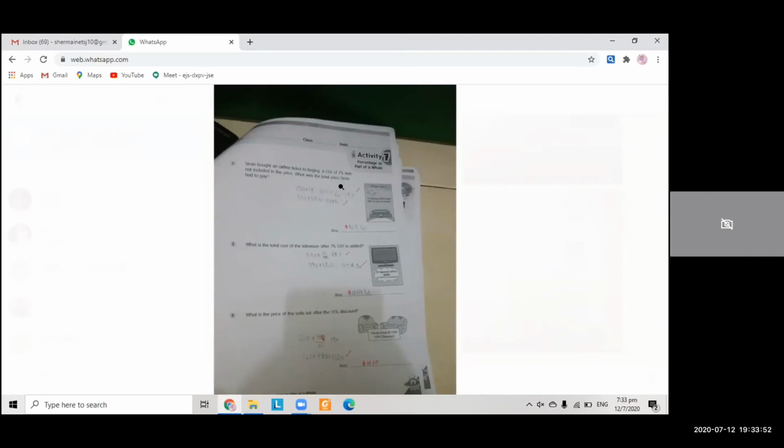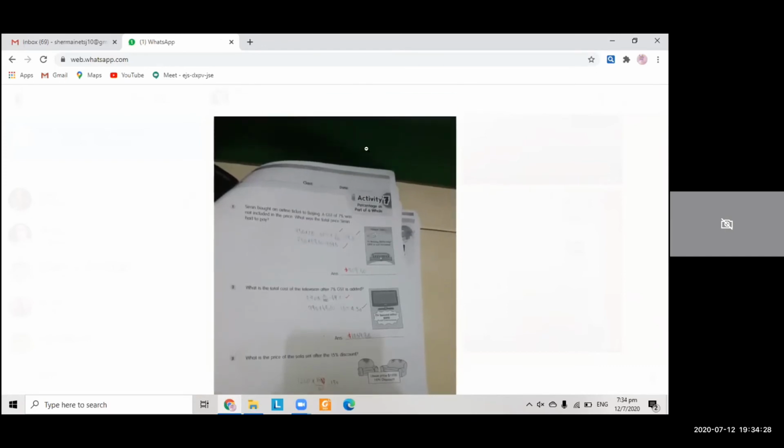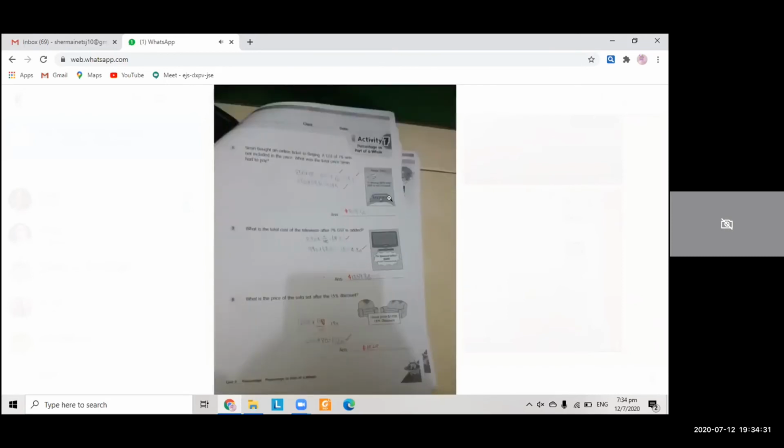Okay, good. If you look at the first one, it says what? Simon bought an airline ticket, right? Yeah. To Beijing, and the GST of 7% was not included in the price. So what was the total price Simin had to pay? So if you look at the picture there, it says Happy Tour, and to Beijing, what's the value there? 650, is it? You can actually look at your book, if it's too unclear. 850. Okay, so can I ask you, they asked what was the total price Simin had to pay?